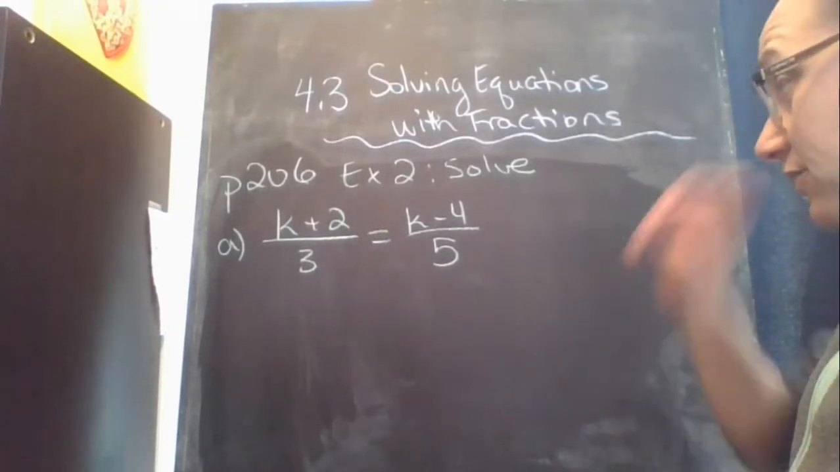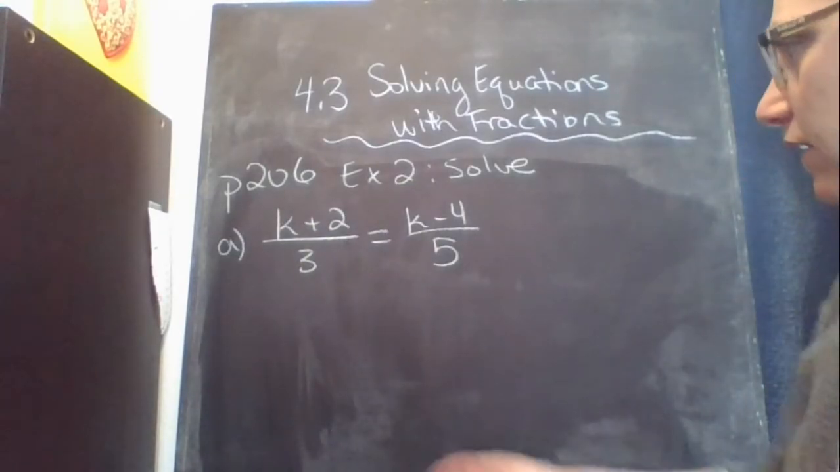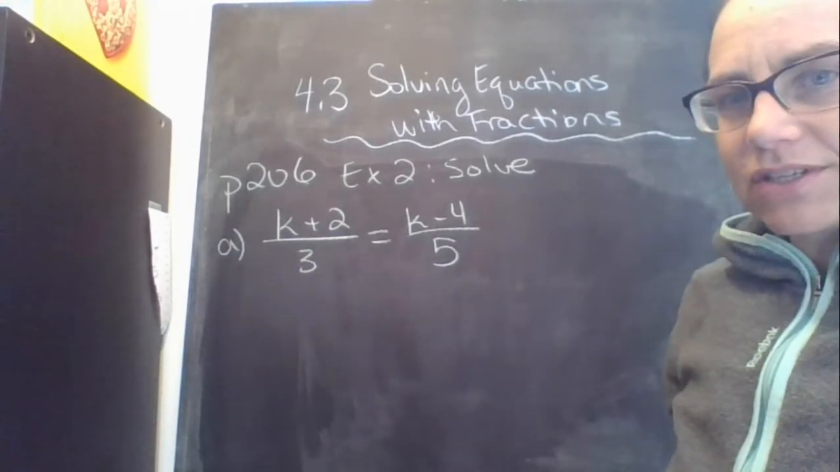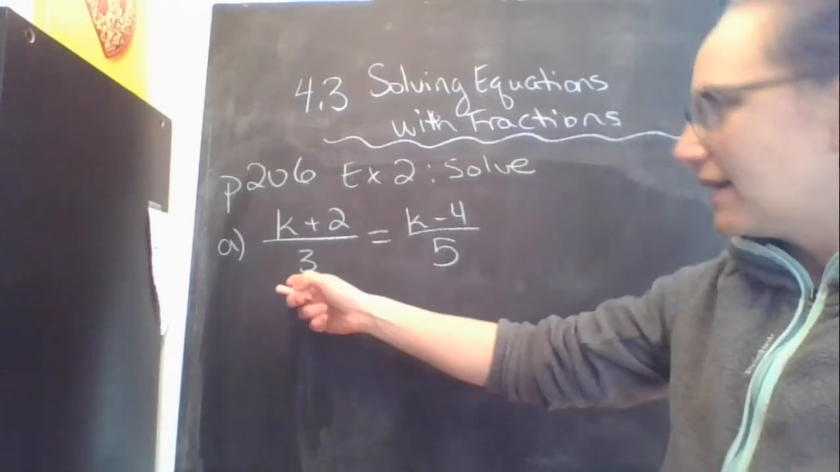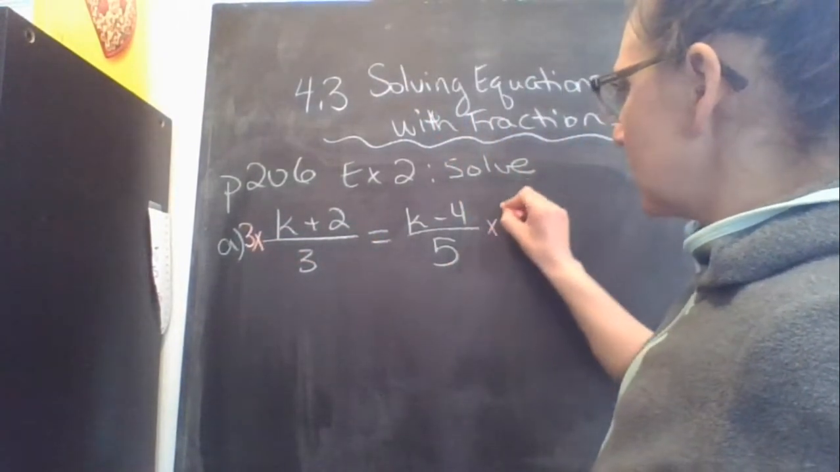Alright, let's give this one a try. Now we're on to example 2. This is from page 206. Here I now have 2 different fractions, and we're just going to do the same thing we were doing before. I see I have a 3 in the denominator here, so let's multiply both sides by 3.